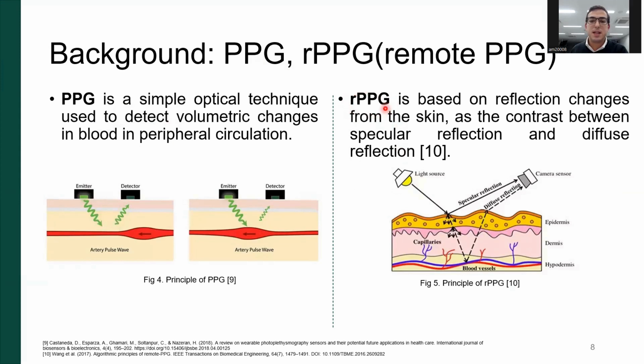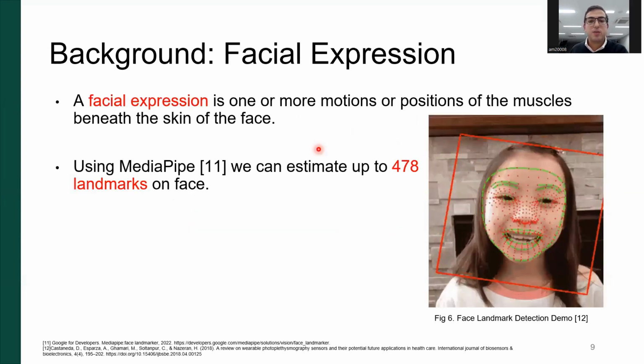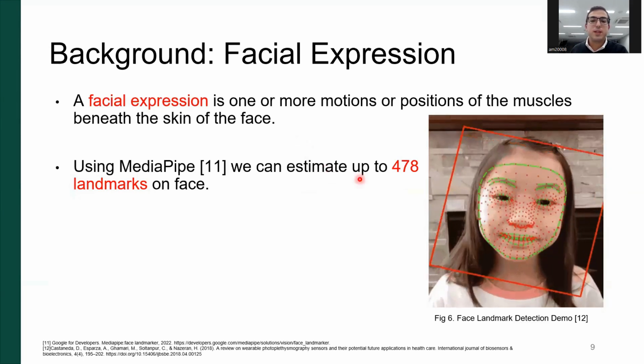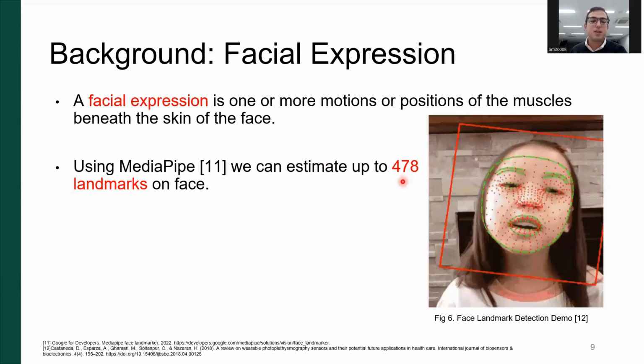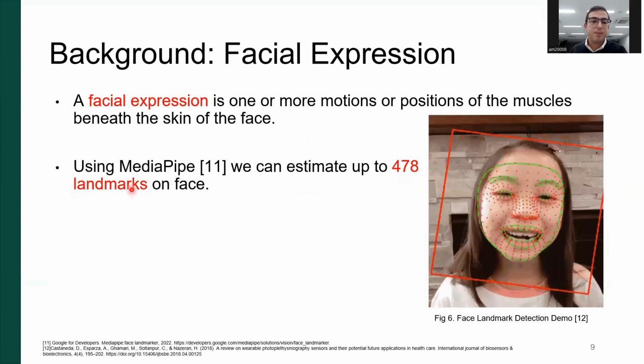rPPG is exactly the same thing, but it is done remotely, with just a simple RGB camera. So we have two reflections, one from the skin surface and one from the vessel. By getting the contrast of these two, we can get the blood volume change remotely. We are also using facial expression. For this, we use 478 landmarks of the face using MediaPipe.